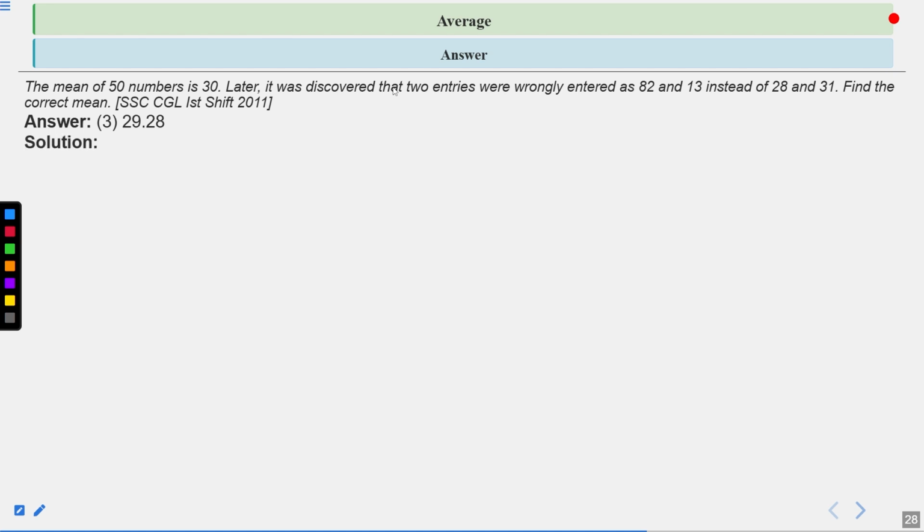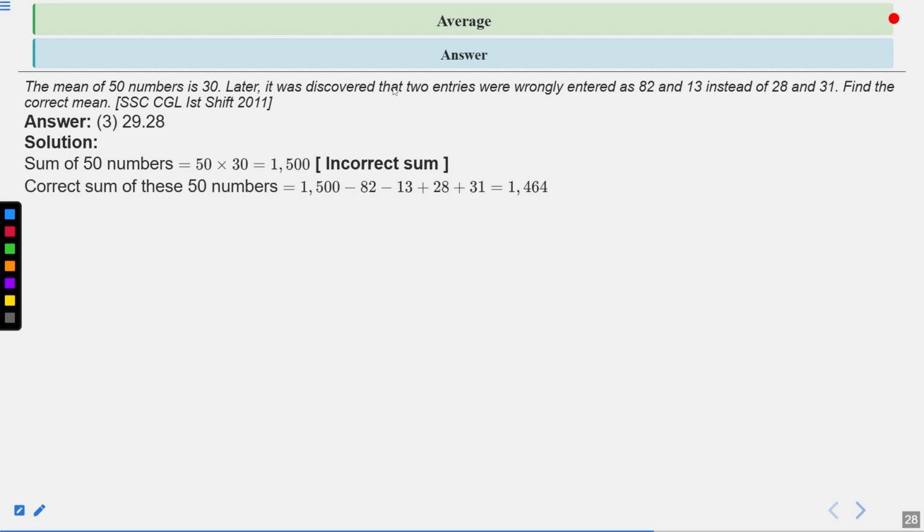Now see the detailed solution of this question. The sum of 50 numbers will become 50 into 30, which is 1500. This is the incorrect sum. So the correct sum of these 50 numbers becomes 1500 minus 82 and minus 13, plus we add 28 and 31. So it will become 1464. Now we need to calculate the average. Hence, the correct average or correct mean will become 1464 divided by 50, which is equal to 29.28. So the third one is the correct answer of this question.